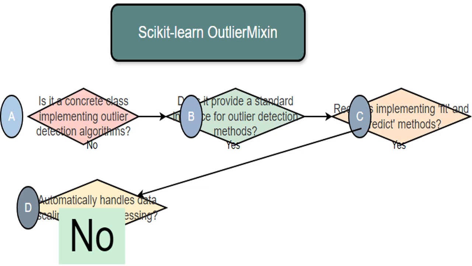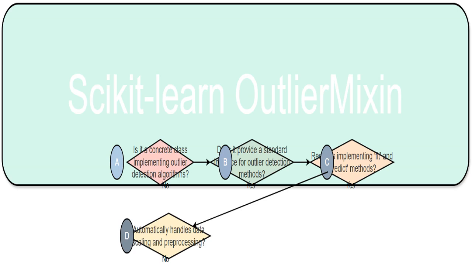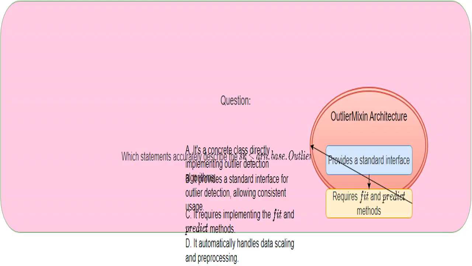OutlierMixin focuses only on the outlier detection aspect itself. No, it's more like a template or a blueprint. It describes what methods a concrete outlier detection class should have but doesn't actually implement the detection methods on its own.